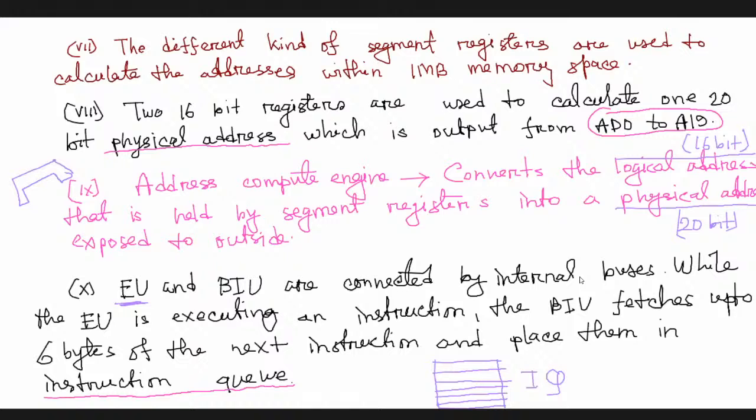If there is no instruction queue and we don't store the next instruction in it, then it is possible that the execution unit may have to wait for the next instruction. That's why the operation will be delayed. That's why the instruction queue helps in performing the operation at optimum speed. That is the task of the instruction queue.